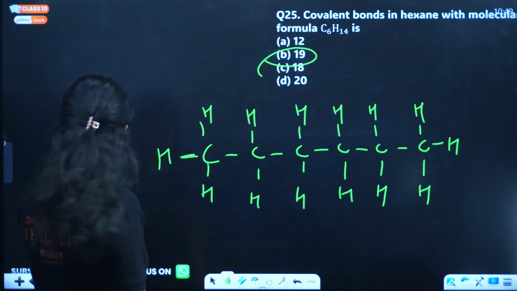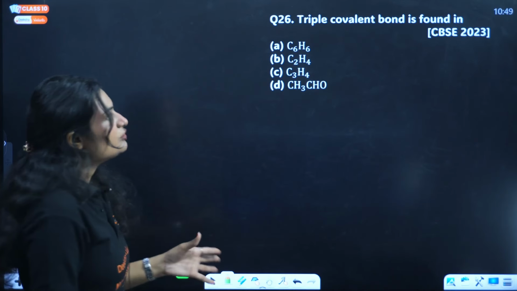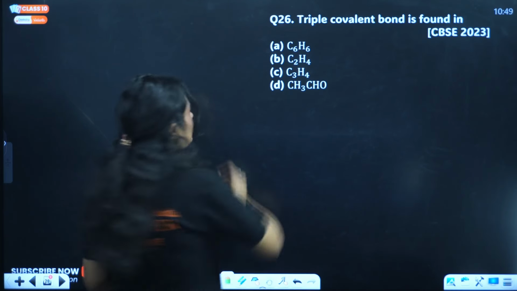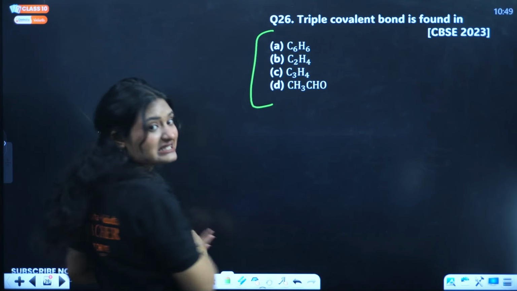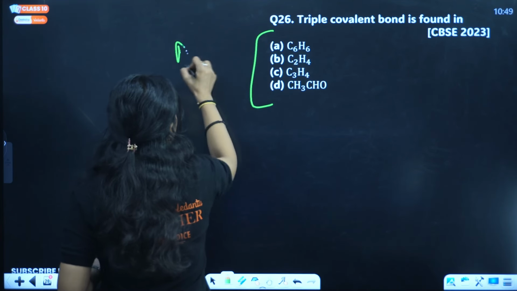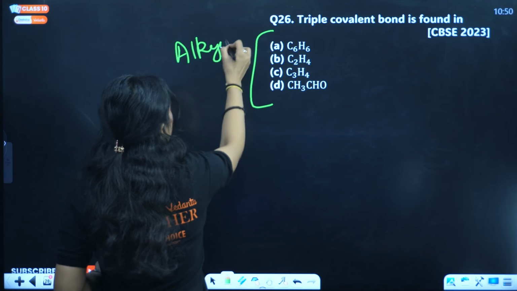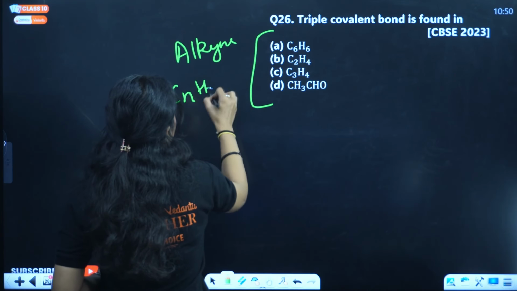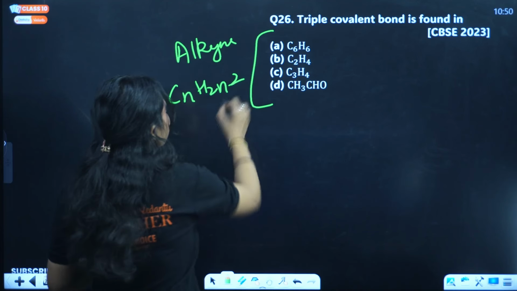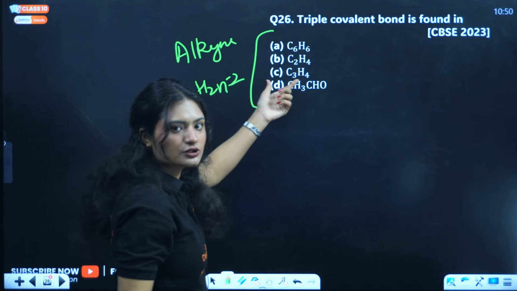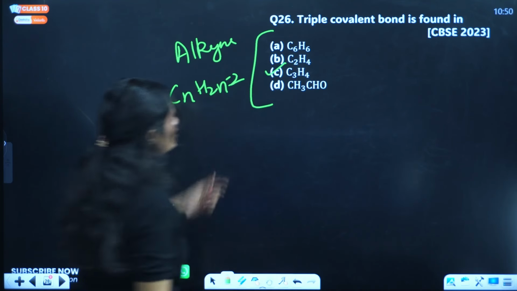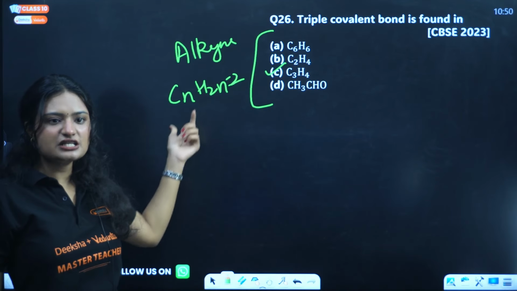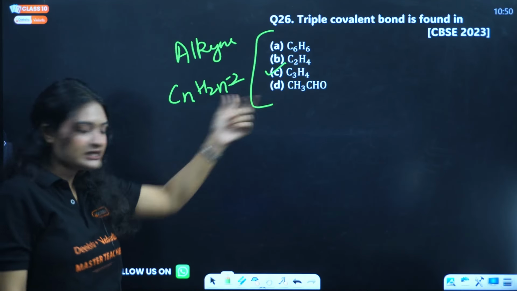Next one. A triple covalent bond is found in alkynes. Which among these is an alkyne? Now, what is the general formula of an alkyne? CnH2n minus 2. Which fits this formula? C3H4, right? If n is equal to 3, we get C3H4.